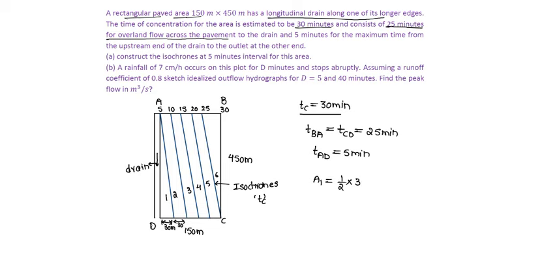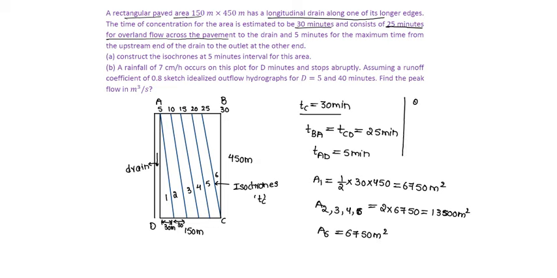So half into base is half into 30 into the height of 450 meters. So that will be equal to 6750 meter square. Whereas the other middle areas 2, 3, 4 and 5 will be equal, which will be 2 times the triangular area, that is 2 times 6750, equal to 13500 meter square, and the final area A6 will be 6750 meter square.